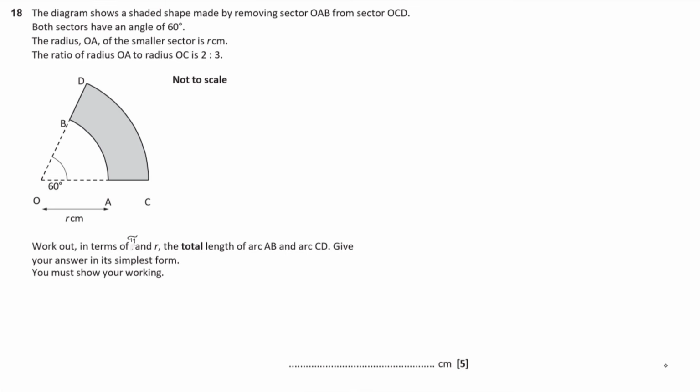So what do we need to do? We need to work out the length of this arc and the length of this arc, and then we need to add them together. Okay, that's what we need to find. So we need to find arc AB plus arc AC. They're the two things we need to find. Now, how are we going to do those? What have we actually been given? We've been given the ratio of the radius of OA to OC. So that is 2 for every 3 we've got for OC. So O to C would be 3, wouldn't it?